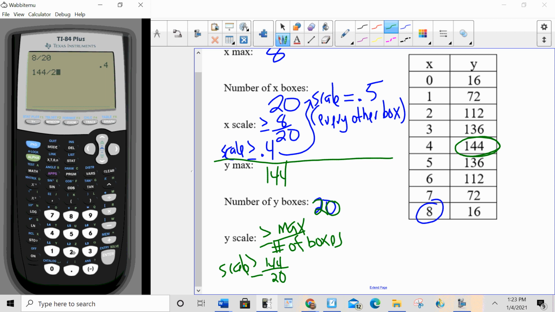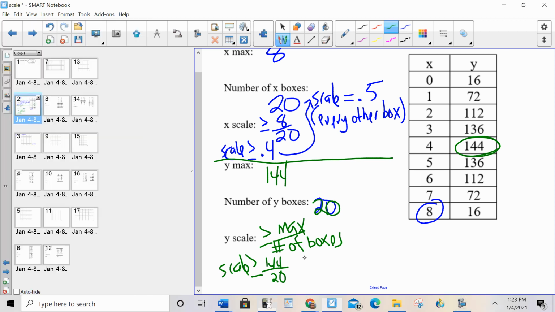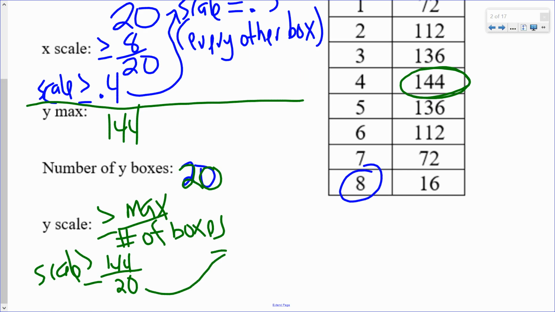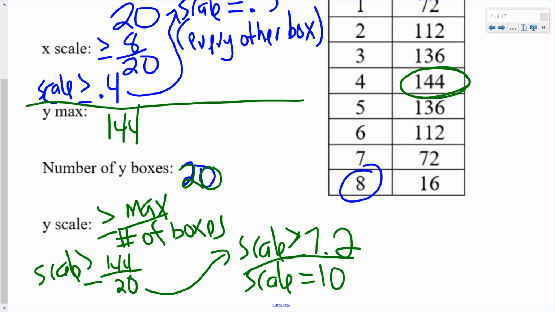144 divided by 20, 7.2. So my scale is greater than or equal to 7.2. So I can make it 7.2 or anything bigger than that. I want to weigh it being close to 7.2, but also an easy number to work with. So I'm going to go with 10. 10 is definitely an easy number to work with. It's not that much bigger than 7.2, so that's what I'm going to do.